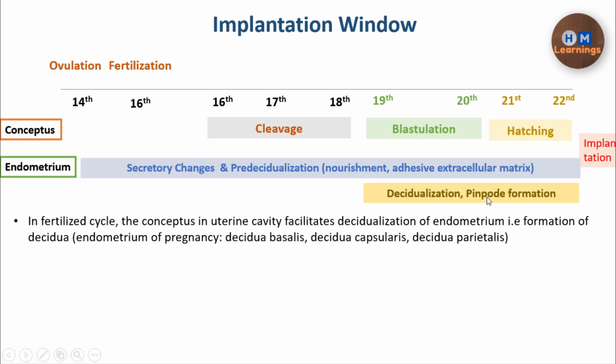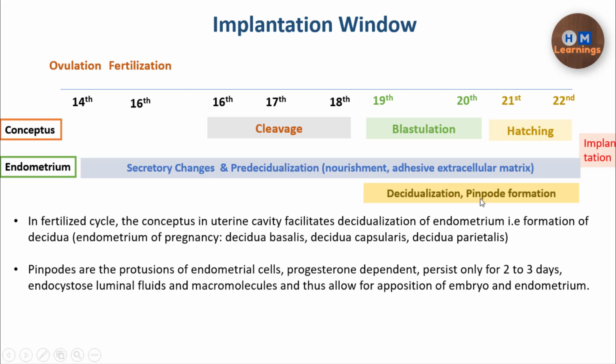And apart from this, under the influence of progesterone, because the corpus luteum is not going to degenerate, pinopode formation happens, which is the protrusion of the endometrial cells. Protrusion means that if you see this is the layer of the uterus and you have the epithelium layer like this.